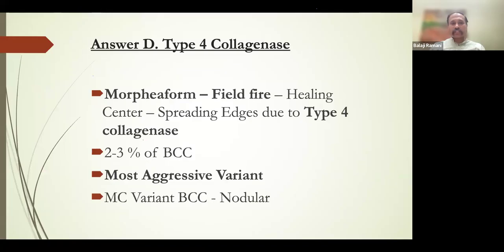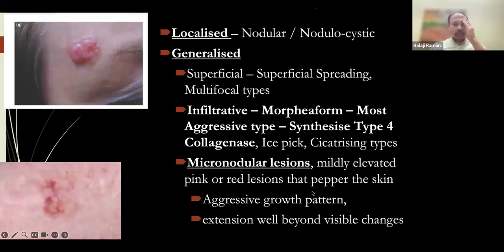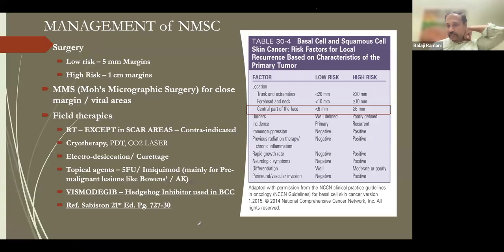So morphiform BCC, this question we already had. It is the type 4 collagenase which will be secreted, causing spreading edges. The most aggressive variant, while the most common variant is of course the nodular BCC. So superficial spreading, infiltrative, all these are the other types. Now there is one special type, called the micronodular type, which is more aggressive. It is sort of a mixture between the morphiform and the nodular type, known as the micronodular type, which is an aggressive growth pattern, and that is considered very, very significant.